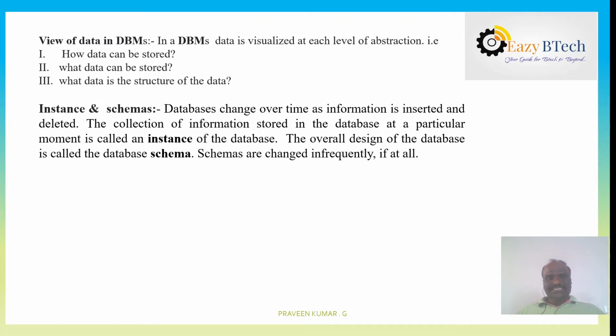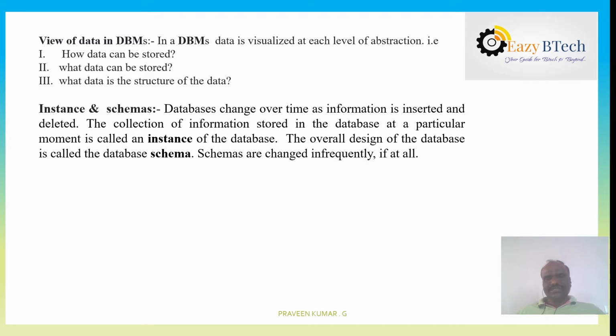Here, instance and schema. What is instance and what is schema? Database changes over time as information is inserted and deleted; this is called a database instance. For example, at the time of counting of votes, we have to change the data. For round 1, X is leading. For round 2, Y is leading. Round 1 is one instance, round 2 is another instance. Like that, we complete all the rounds. In total, we have 20 rounds. After completion of 20 rounds, we will get the result.